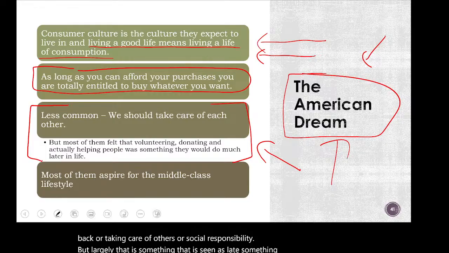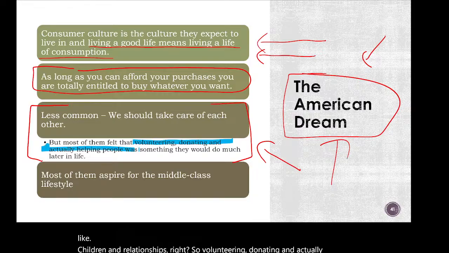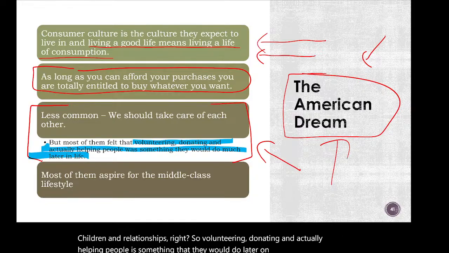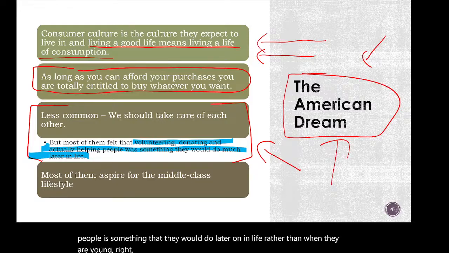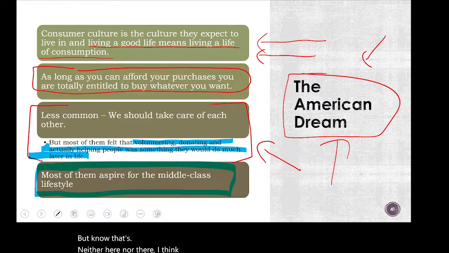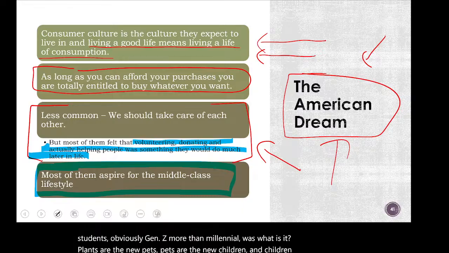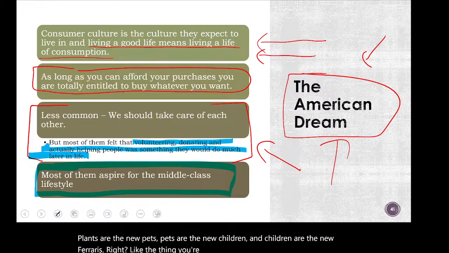So it's a lot like children and relationships, right? Volunteering, donating, and actually helping people is something that they would do later on in life rather than when they are young. That's for older, more established people, kind of like getting married and having a relationship. And most of them, what do they want? It's a middle-class life, right? House, cars, dogs, children of various numbers, increasingly with dogs and cats outnumbering children. But that's neither here nor there. I think my favorite comment from one of our grad students, obviously Gen Z more than millennial, was, plants are the new pets, pets are the new children, and children are the new Ferraris, right? Like the thing you're just aspirationally never going to be able to own or have.